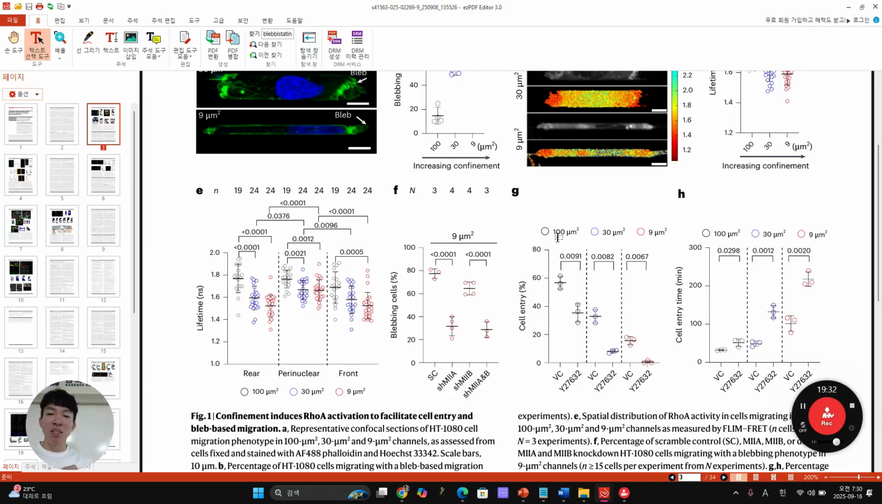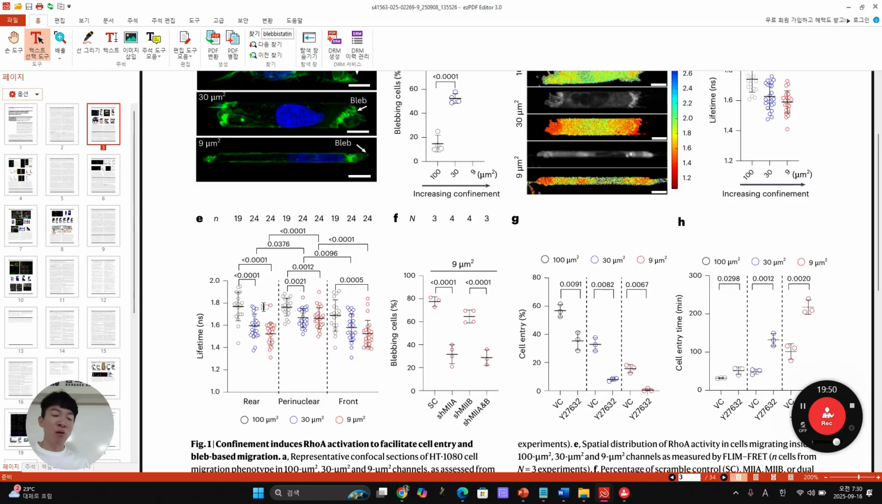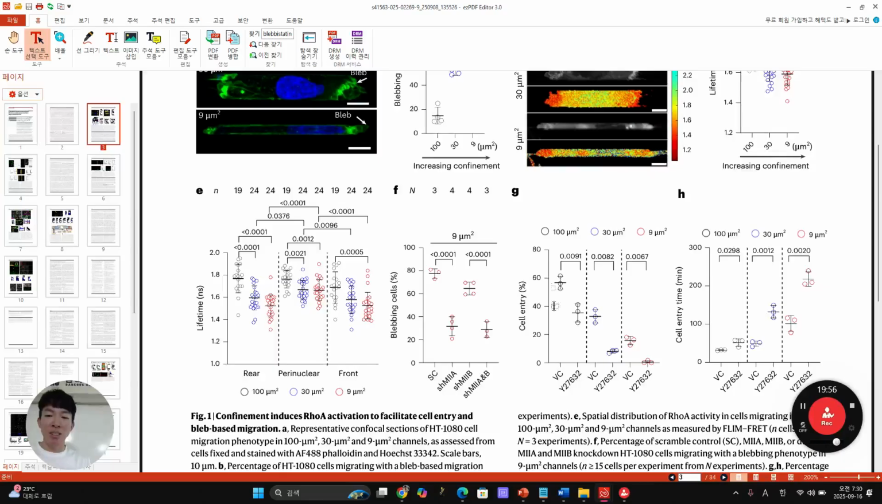So definitely 1 micrometer, 60% more, 9 micrometer, 10% less. But Y27632 is a very famous Rho activity inhibitor, as you already know. So they found that Rho activity is enhanced, and they blocked the Rho activity with the inhibitor. They found the entry number is decreasing.